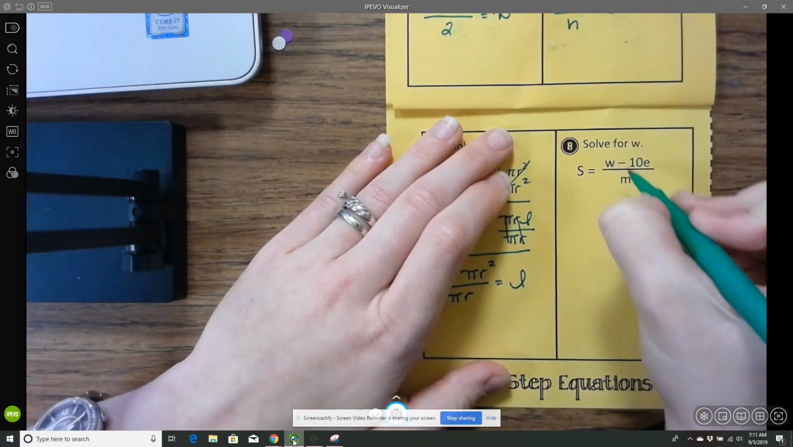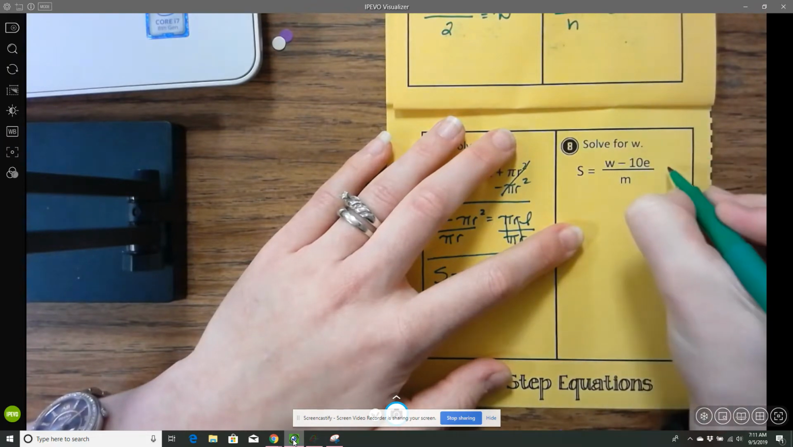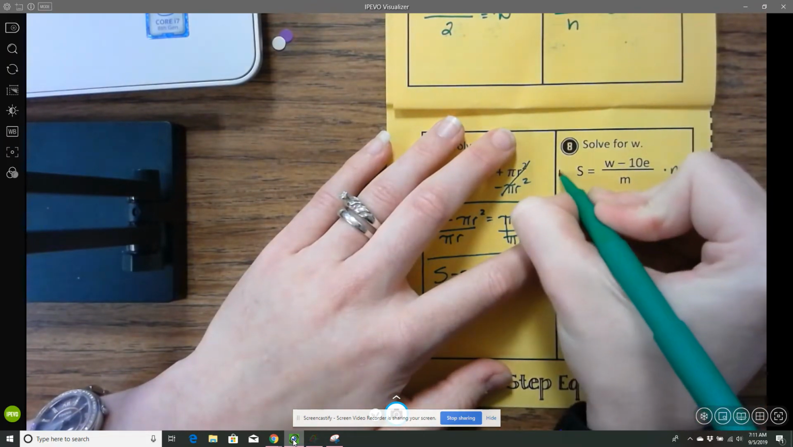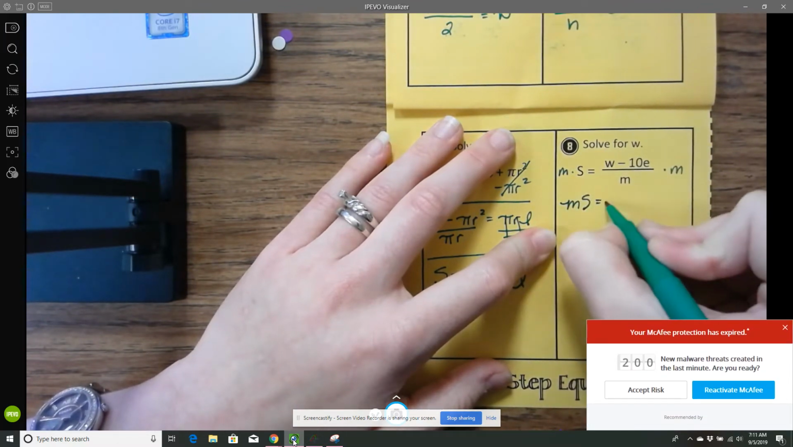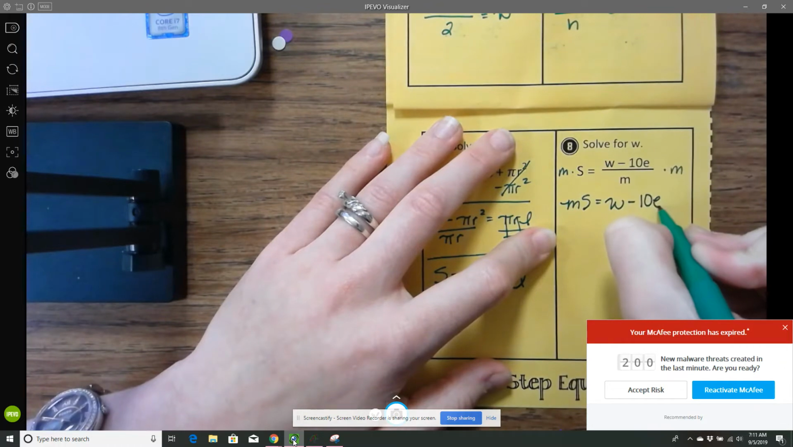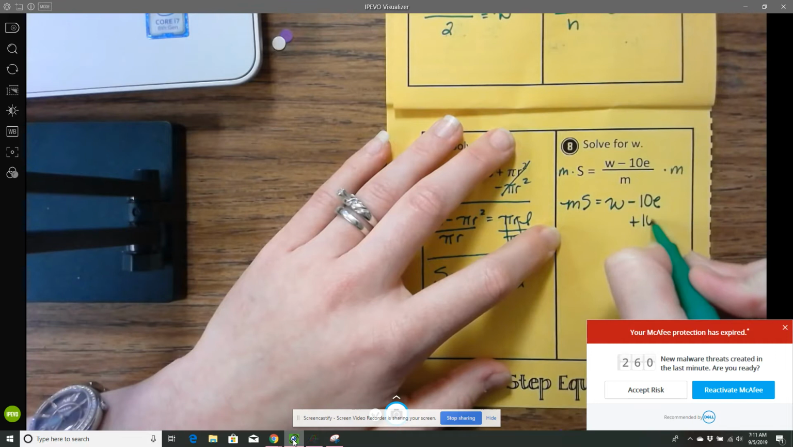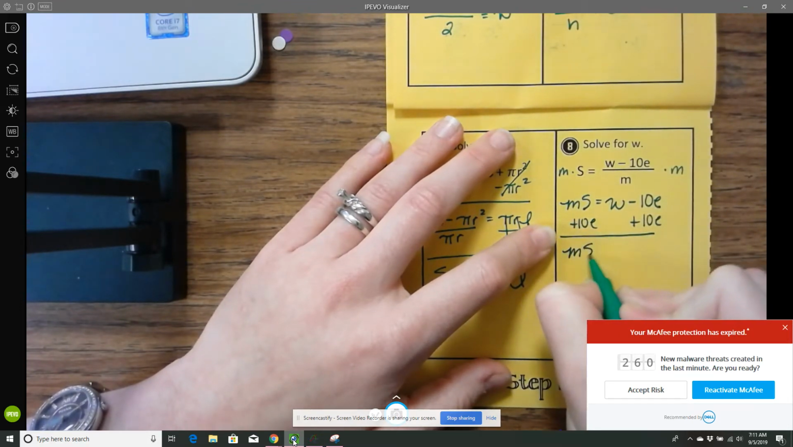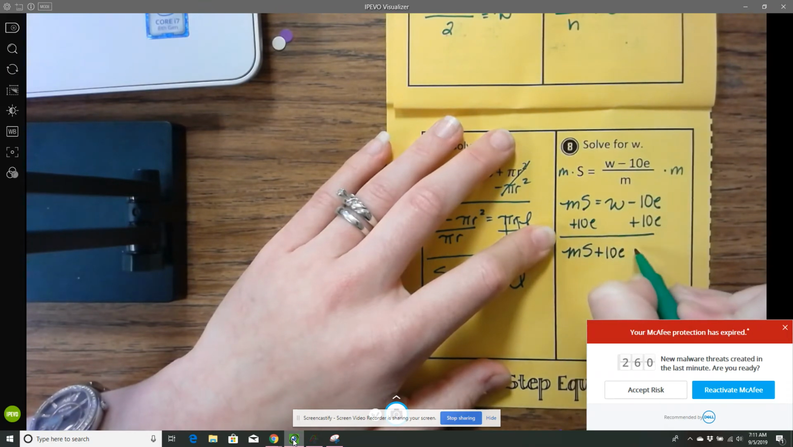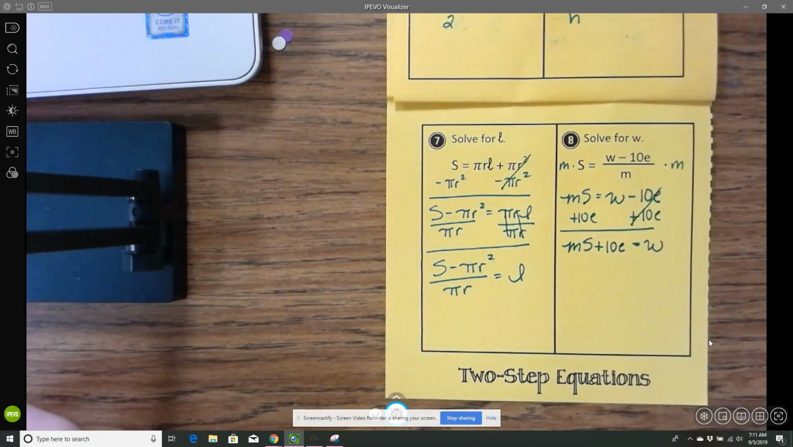All right, now we're going to solve for W. So the first thing I want to do is get rid of this fraction setup. So this whole thing's being divided by M, so I'm going to multiply both sides by M. So I would have M times S equals W minus 10E. All right, so again, the W is what we're working on, so I need to get rid of this 10E, so I can add 10E to both sides. So I would have M times S plus 10E equals, this cancels, W. Oops, sorry guys. So that's it for this video.